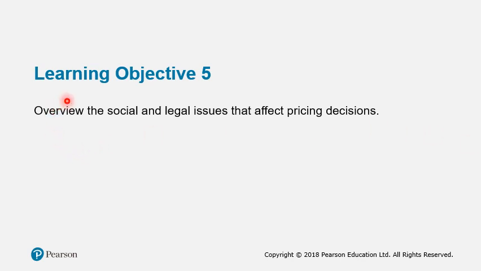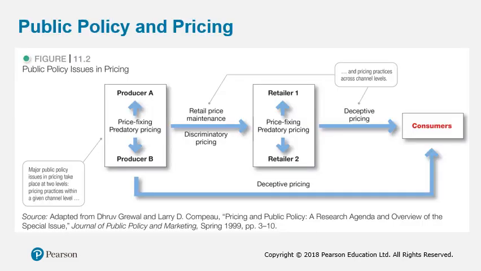Last one, okay, the learning objective number 5, the overview of the social and legal issues that affect pricing decisions. Again, you will see these public issues in pricing. How do they think about the particular product, like I already mentioned to you.